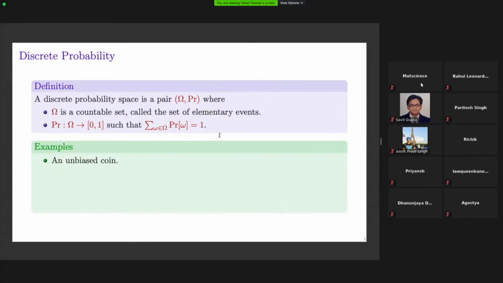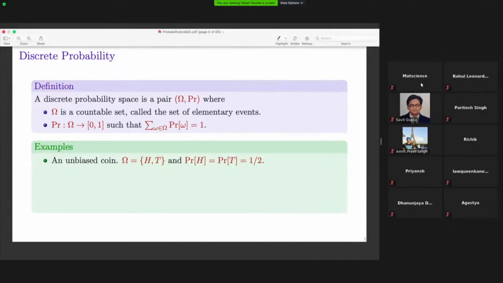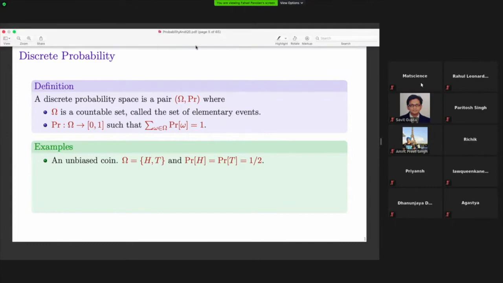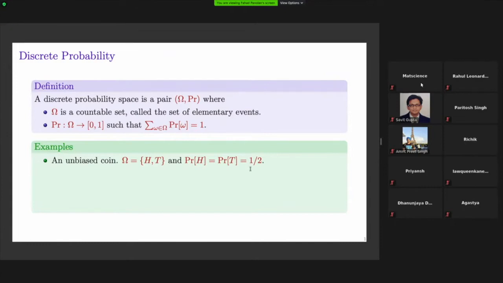You just toss an unbiased coin. What is the probability space here? How will you define it? The set omega is head, tail, and the probability of getting head and the probability of getting tail are both equal to 1/2. I'm audible, right? Okay, thank you.